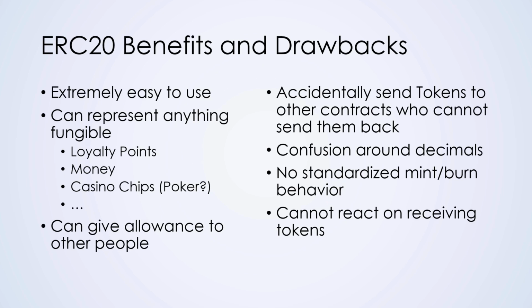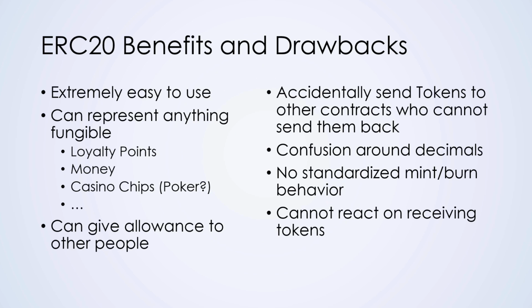Also, I was talking about the mint and burn functionality. That's not standardized at all. You can have any kind of mint and burn functionality somewhere in your smart contracts. There's not even a standardized mint and burn event as far as I know. The only standardized events are for transfer and allowance, and that's it. And if you receive tokens, you cannot really react to it. You basically just send tokens from one address to another. It updates the internal balance mapping, but that's about it.